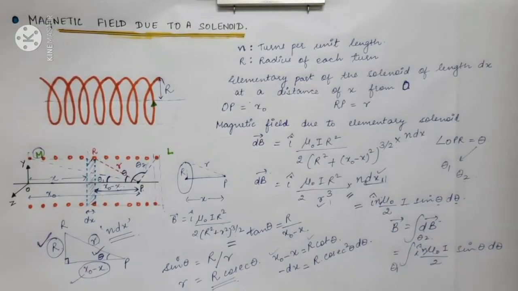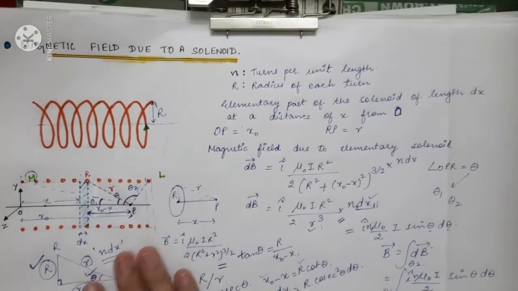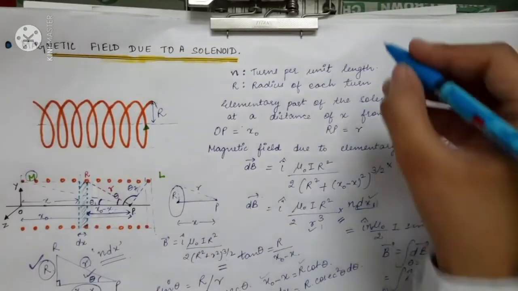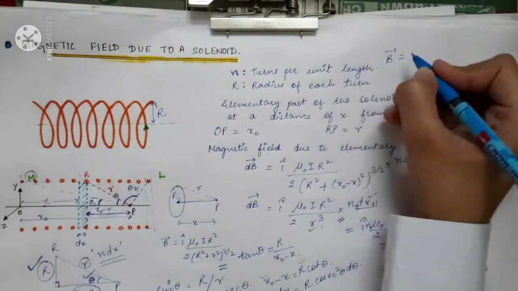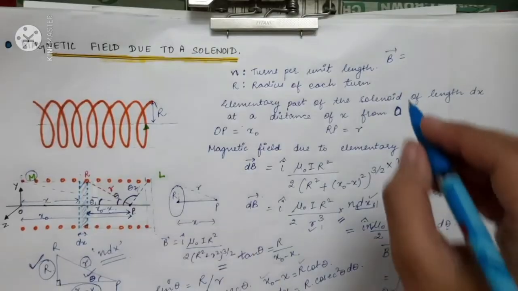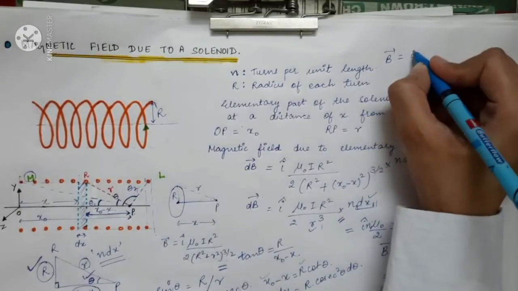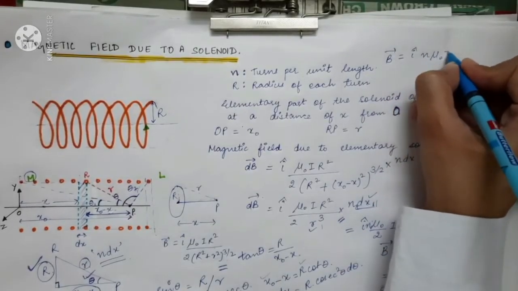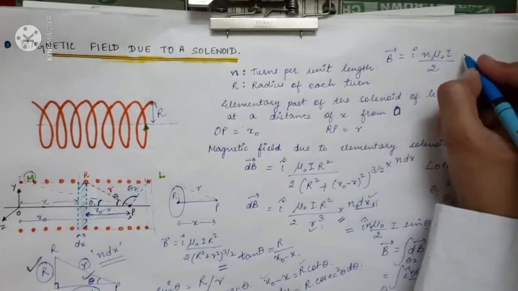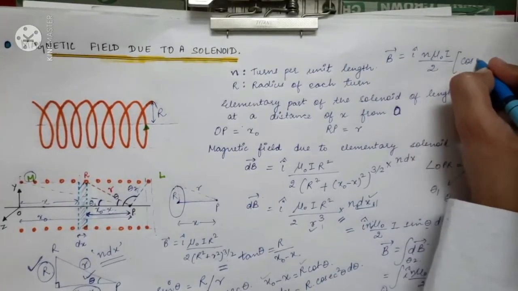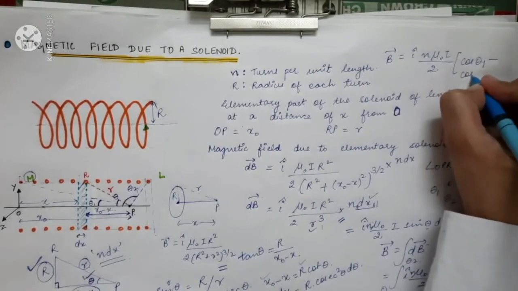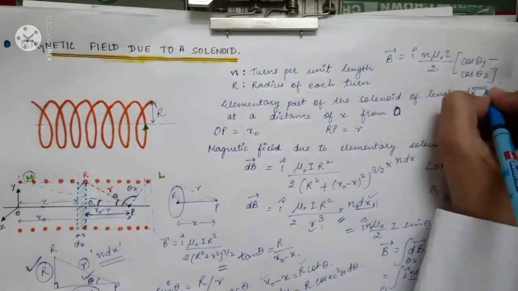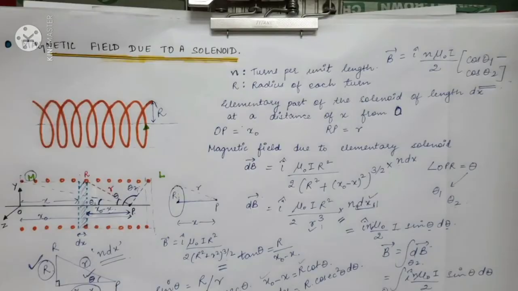So you will solve this expression by yourself. When you solve it, you will get the magnetic field due to this solenoid at any point on its axis, given by I cap n mu naught I by 2 times cos theta 1 minus cos theta 2. So this is the final expression for the magnetic field due to a solenoid at a point on its axis.